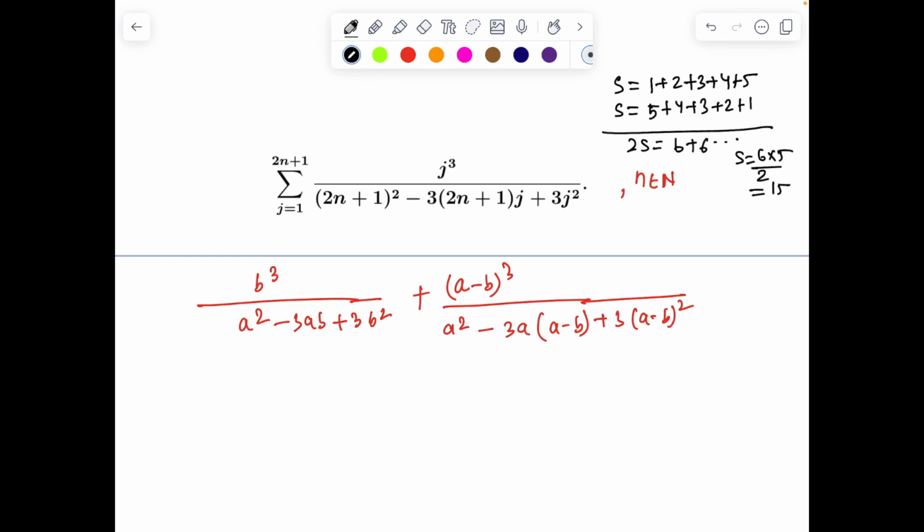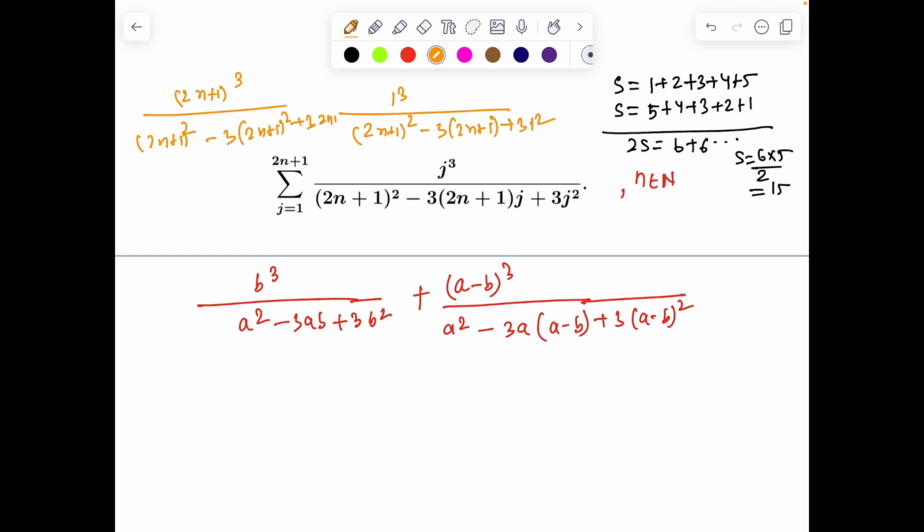So first and last term, even in trigonometry, is one of the very basic ideas. You can clearly see, if I take j equals 1, that will give 1 cubed over (2n plus 1) whole squared minus 3 times (2n plus 1) plus 3 times 1 squared. What about the last term? If I take the last term, we'll get (2n plus 1) whole cubed divided by (2n plus 1) whole squared minus 3 times (2n plus 1) whole squared plus 3 times again (2n plus 1). But the second last term will be (2n) whole cubed.